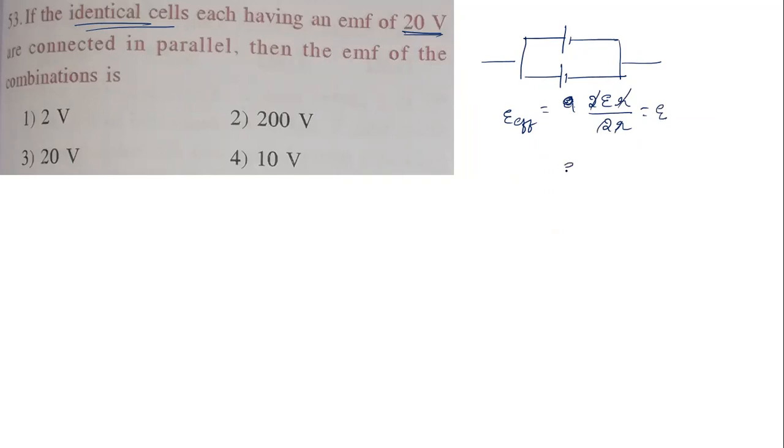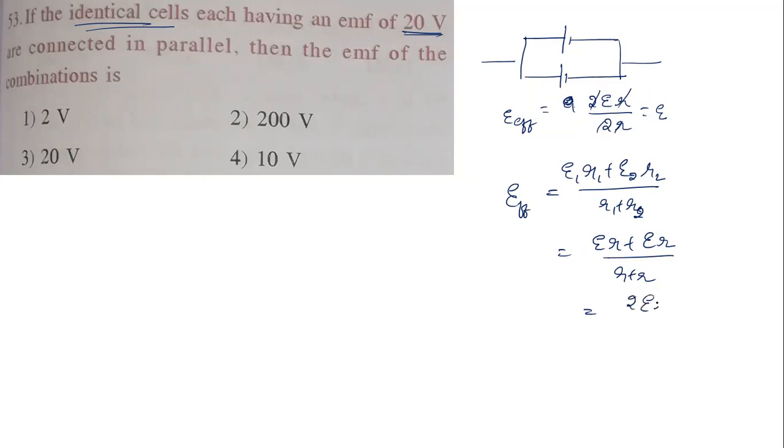How to get this formula? E1 R1 plus E2 R2 divided by R1 plus R2, right? When two cells are connected in parallel combination, since they are identical, EMF is the same and internal resistance is the same. So I say E into R plus E times R divided by R plus R. So it will become what now? 2 times E times R divided by 2 times R. So it will become E, meaning EMF will remain the same.